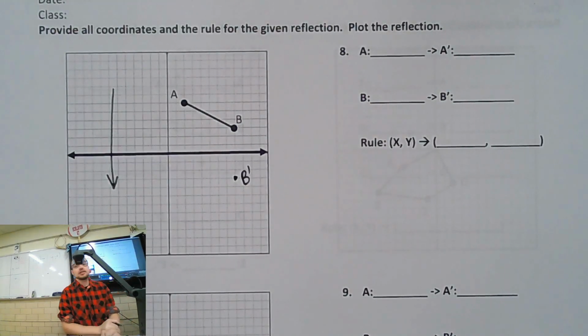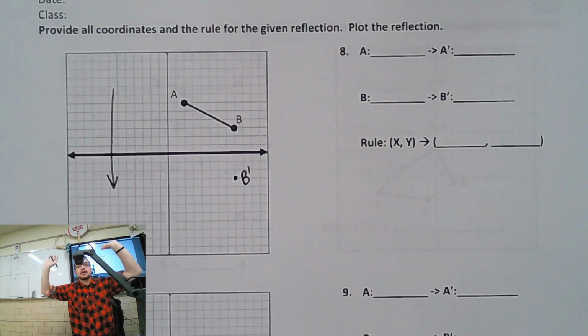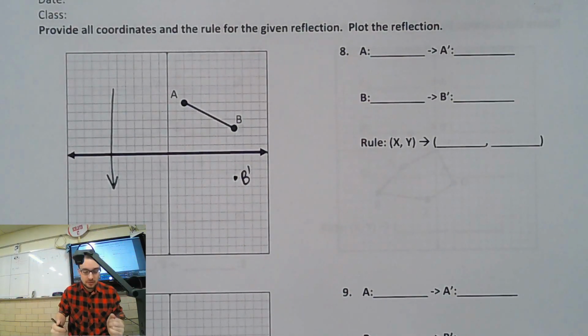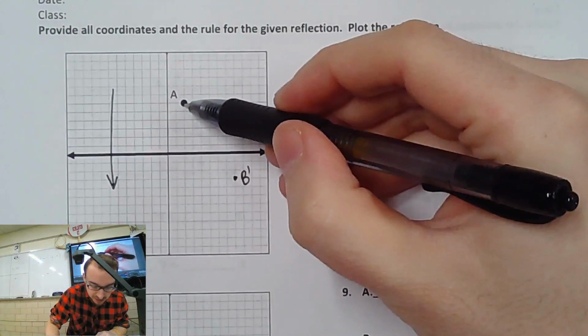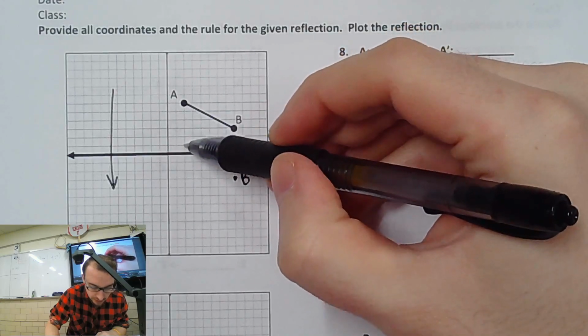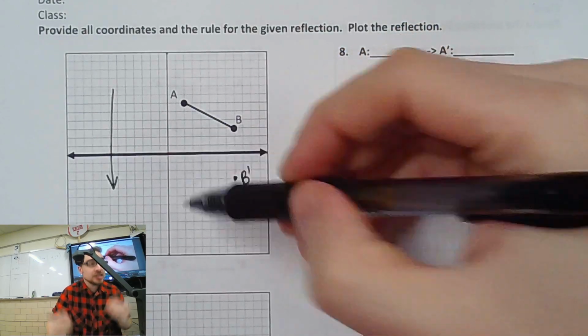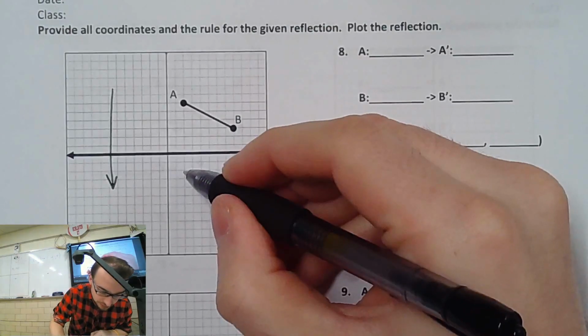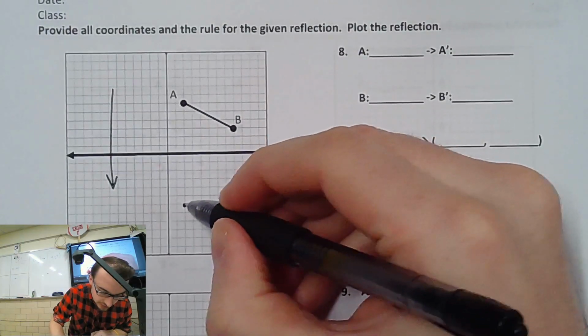These are easy reflections. We don't have to draw a perpendicular line and all that, right? We can just eyeball it. How far away is A from the axis? 1, 2, 3, 4, 5, 6. So it needs to be 6 away on the other side, right? 1, 2, 3, 4, 5, 6. And there's A prime.